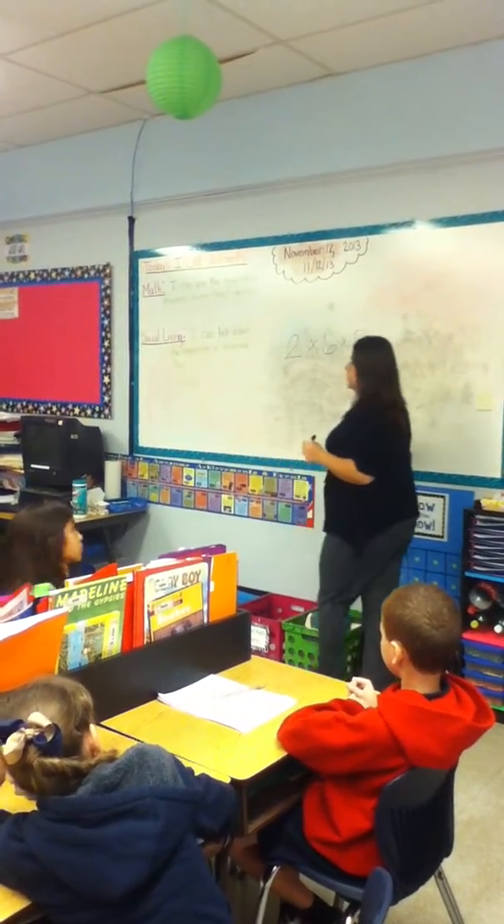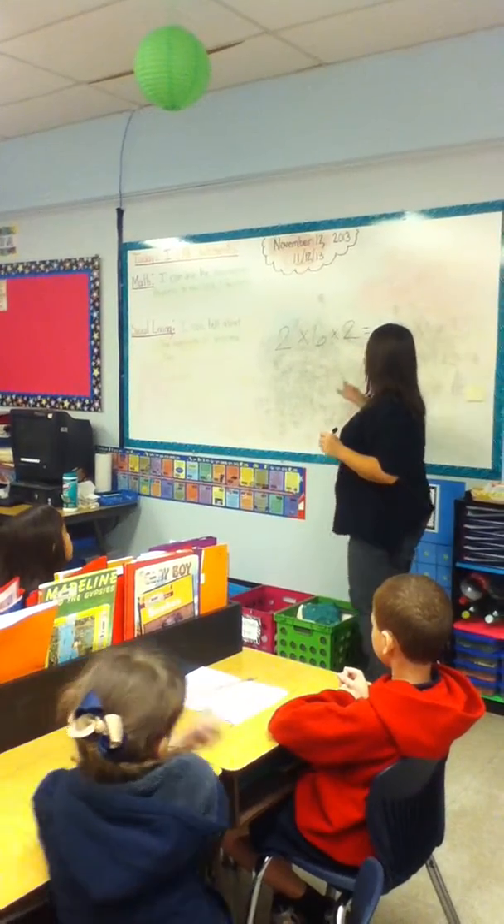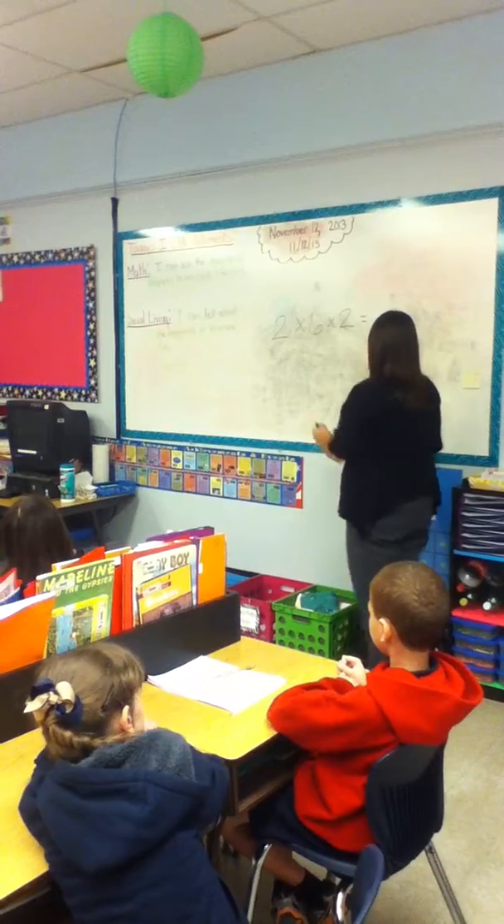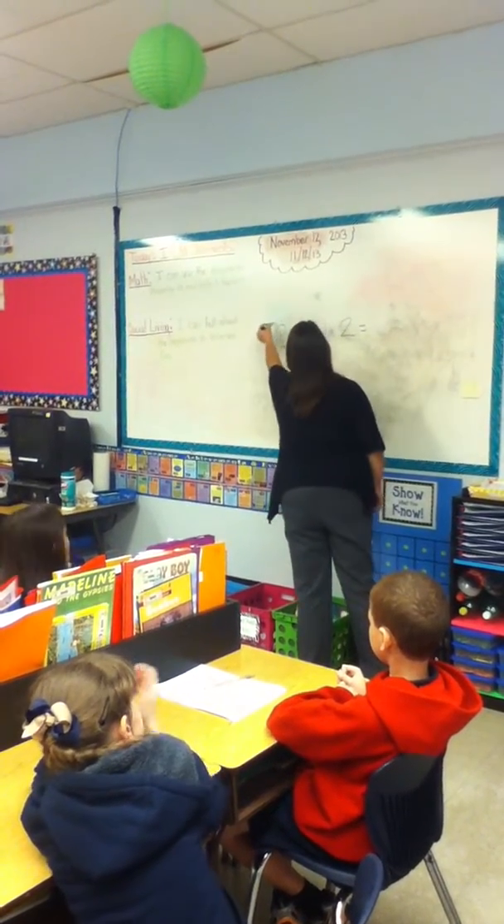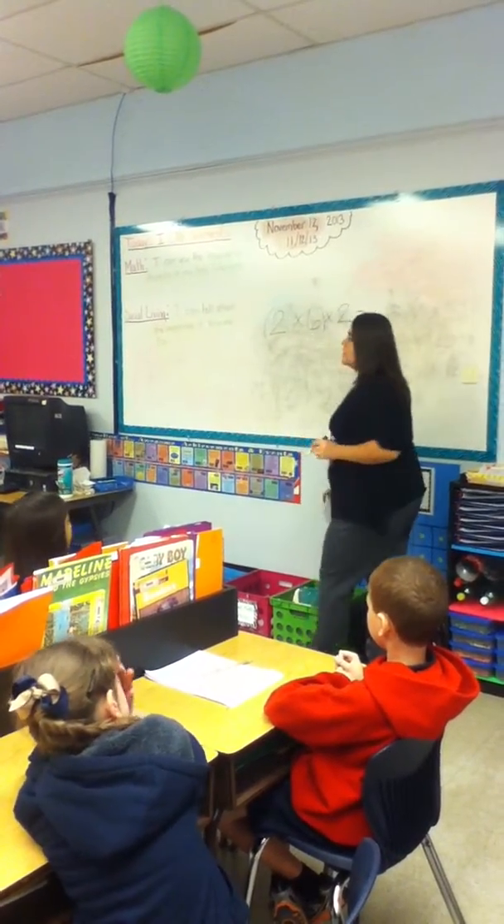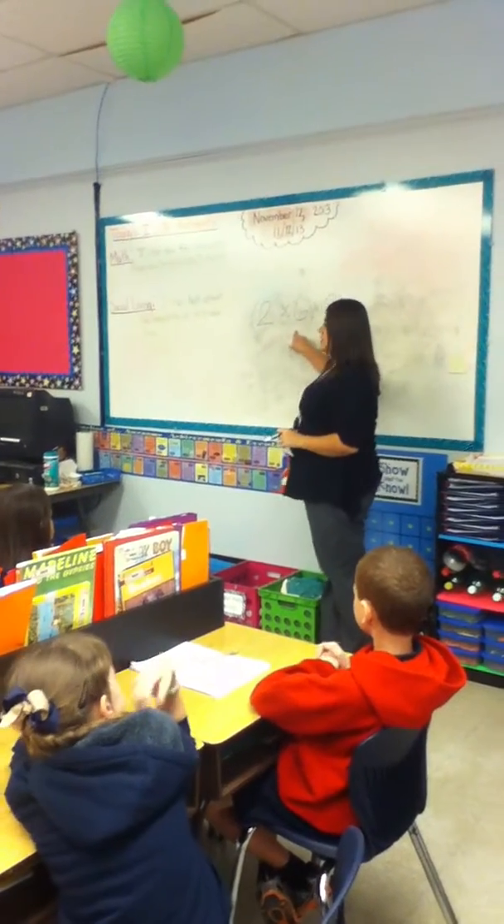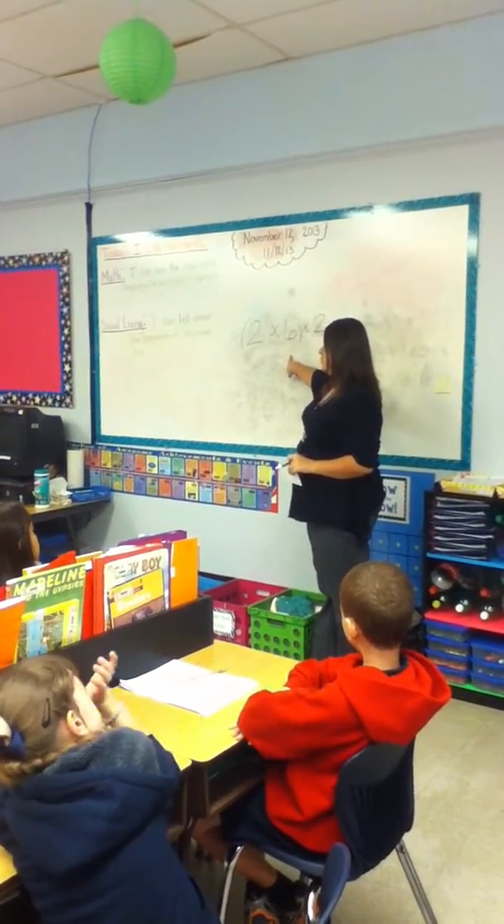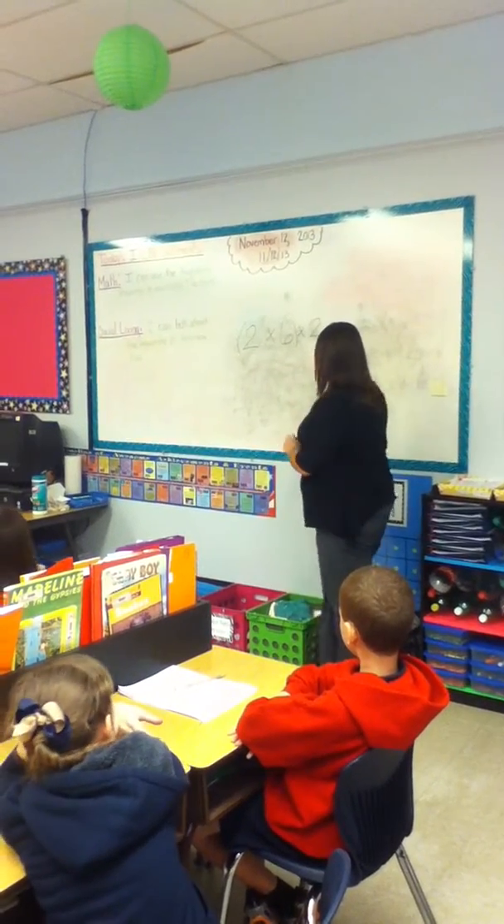Times 6 times 2. How are we going to group this, Alandria? We're going to start with the 2 and the 6. Okay? So, 2 and 6. Can we use the distributive property to break this down? Yes. Yes? Come and show me, Alandria.